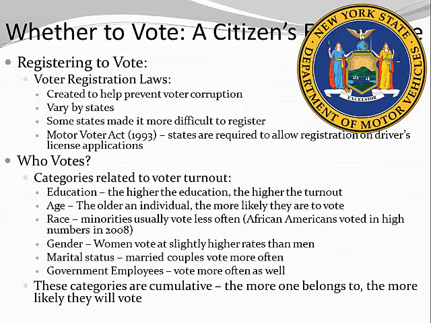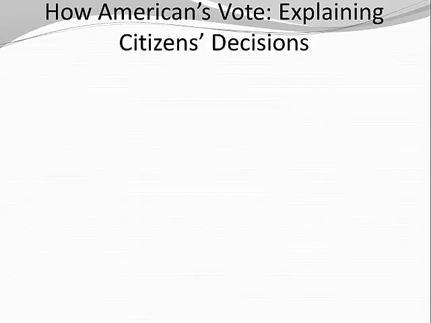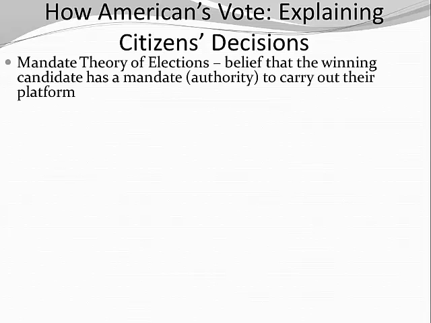Now, it's important to note that these categories are cumulative. And what that means is the more one belongs to, the more likely they will vote. So if you have an elderly couple that is highly educated, that were former government employees, they would be highly likely to vote. Okay, let's talk about citizens' decisions.